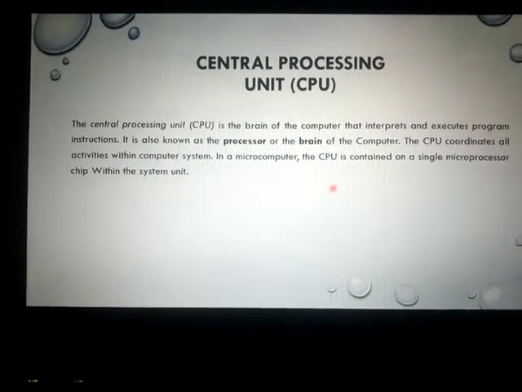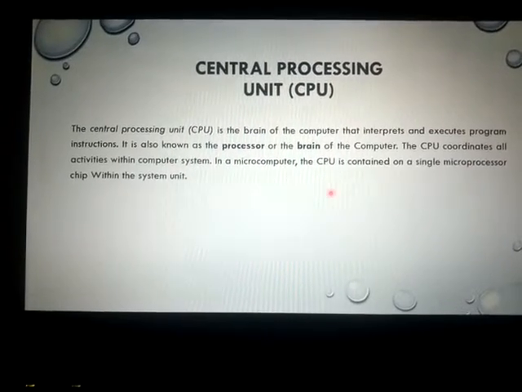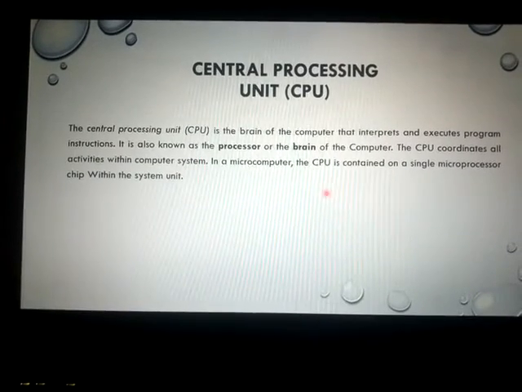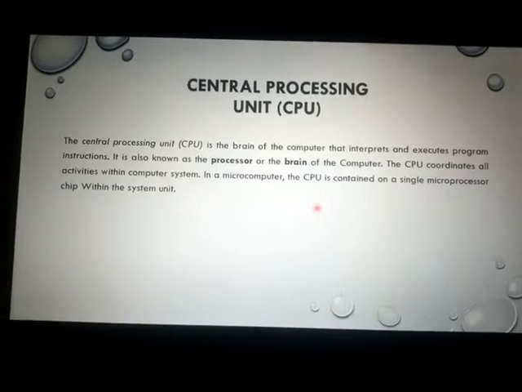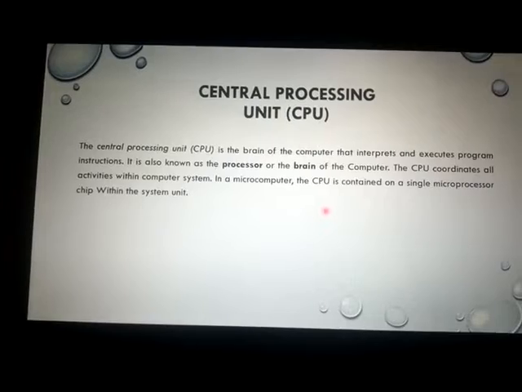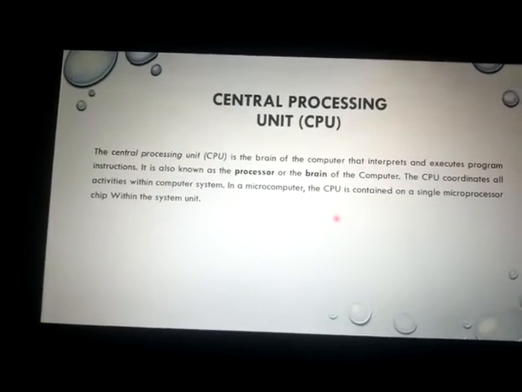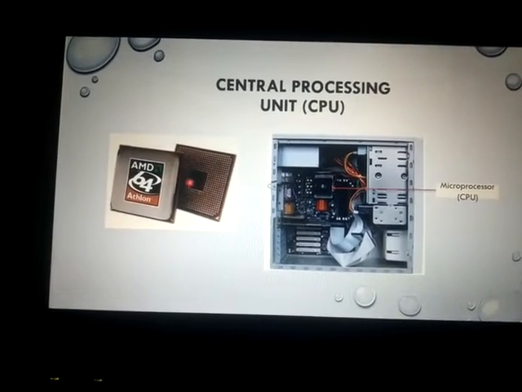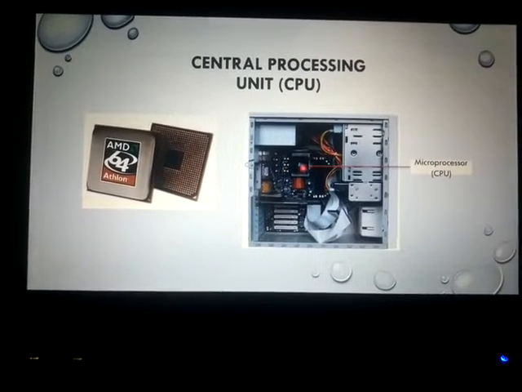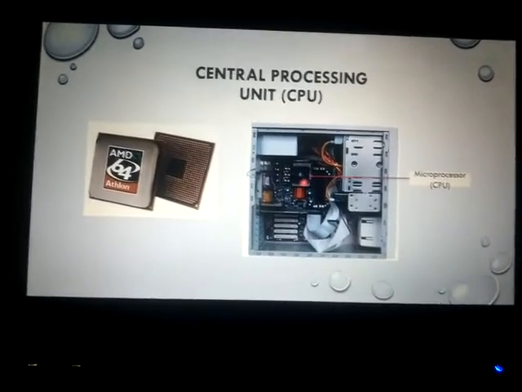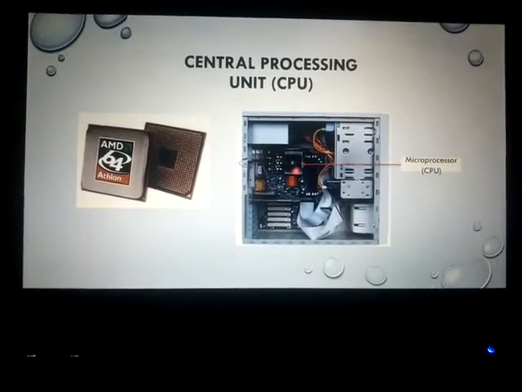In a microcomputer, the central processing unit is contained on a single microprocessor chip within the system unit. As I have told you earlier, the processor is there on the motherboard. Here is the microprocessor. They were put here on a chip. At the back of this, we can see ICs. Here is the cooler, the microprocessor cooler. Under it is where the microprocessor is. They were all placed on the motherboard. That is how it works.